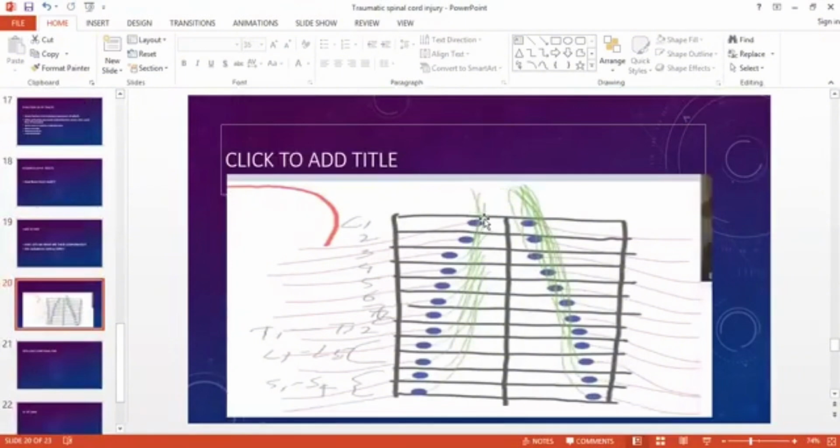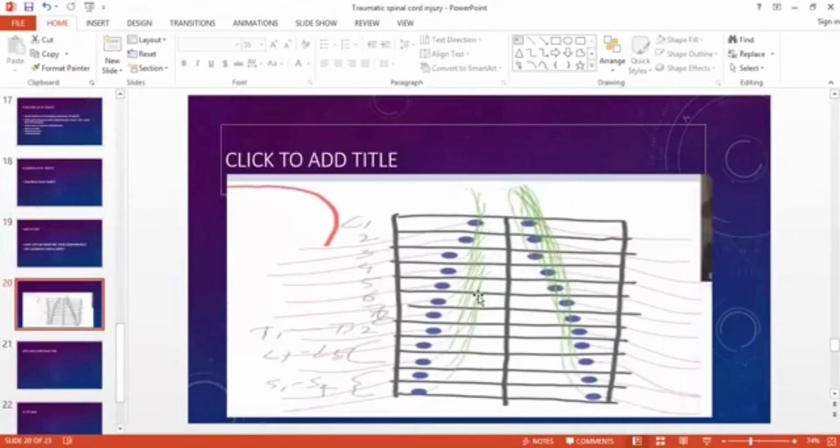Now, as I've explained previously, every segment of the spinal cord has its own set of anterior horn cells and its own set of the corticospinal tract. So, for example, if a person has got an injury at C5, what do you think? Will it be an upper motor neuron disorder or lower motor neuron disorder? He's got a horizontal cut. Yes, it will be lower motor neuron disorder.